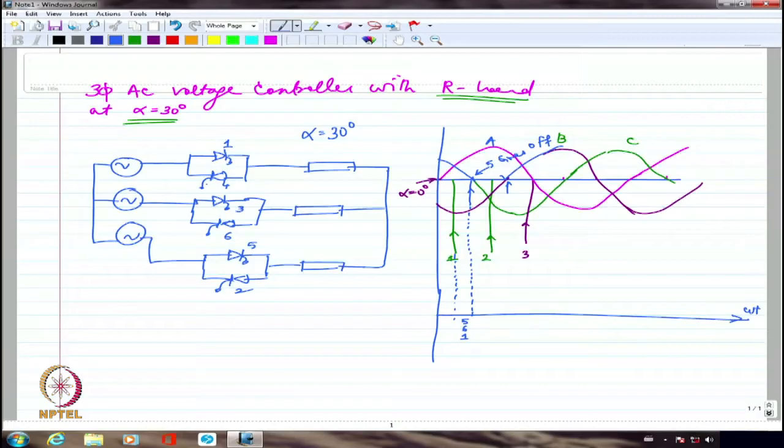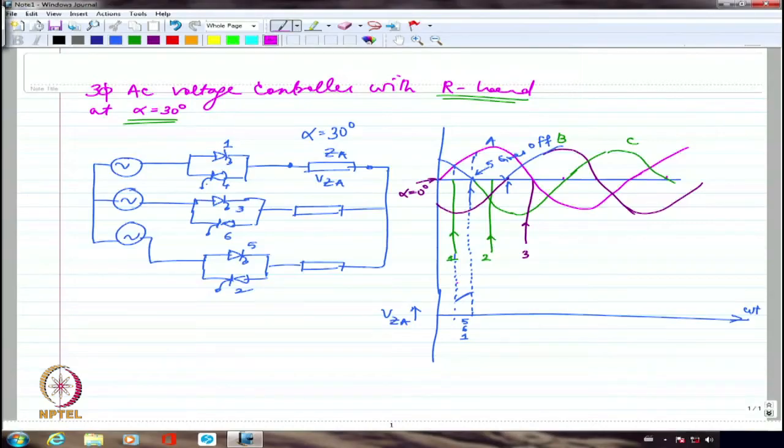So if I am trying to look at the voltage across ZA, so this is VZA. So VZA is going to be VAN itself. So whatever is VAN, something like this, is going to be the voltage waveform. This is VAN. If you look at this portion between these two, that is where 1 is fired and 5 is going off, that is exactly this portion of VAN. So I'm going to have VAN coming up during this portion.